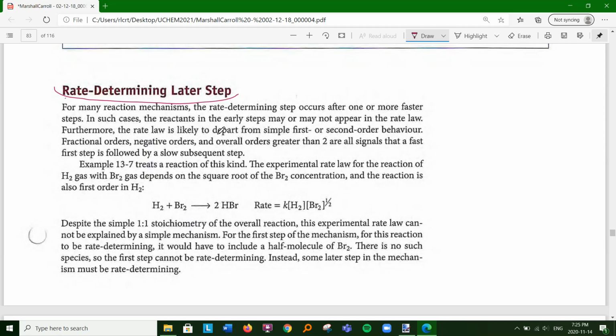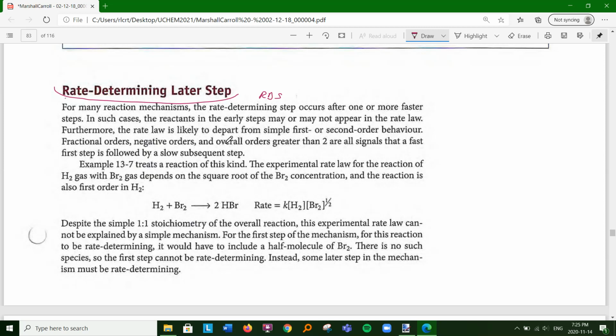Yeah, that is true. The first step is not the slowest step. The first step is not the rate determining step. The rate determining step comes later on. The rate determining step, RDS, is short for rate determining step, occurs after one or more faster steps. So the reactants in the earlier steps may or may not appear in the rate law. We'll see how that works in a second here.